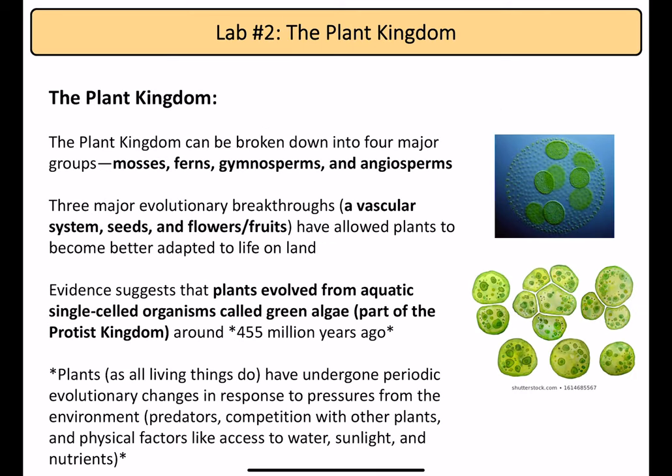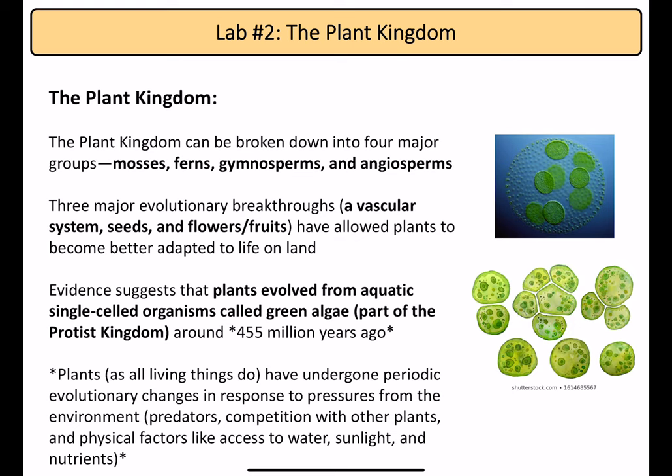Plants are widely believed to have evolved from single-celled protists that can also do photosynthesis, called algae. On the right here, I have a few pictures of some algae cells. There are all different types. This evolutionary event is thought to have occurred around 450 million years ago. You can think of green algae, which are still around today, as the ancestors of all modern plants.